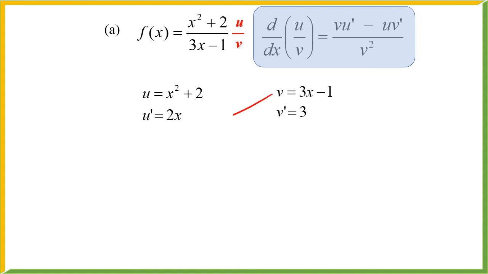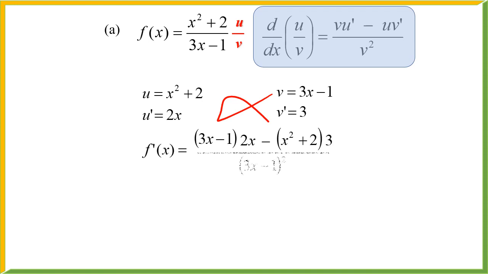it will be v u prime minus u v prime. So v is 3x minus 1 multiplied with u prime, which is equal to 2x, minus u, where u is equal to x squared plus 2 multiplied with v prime, which is equal to 3, and divide by v square. So v is 3x minus 1, so square the 3x minus 1.